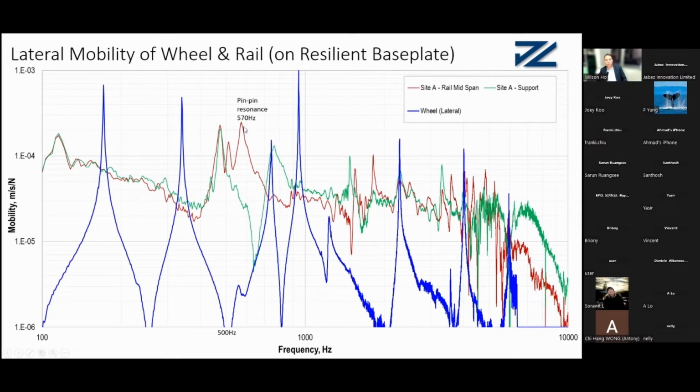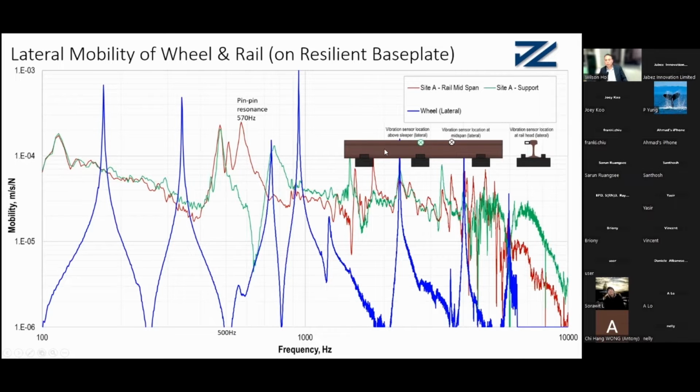It has high mobility. This is due to the pin-pin resonance. In this rail, the pin-pin resonance is 570 Hertz lateral mobility. What I mean by pin-pin resonance is we measure the mobility at the midpoint of two supports, two base plates. When we hit the rail there and measure the response, this is the lateral mobility. At the midpoint, they have the pin-pin resonance, 570 Hertz.